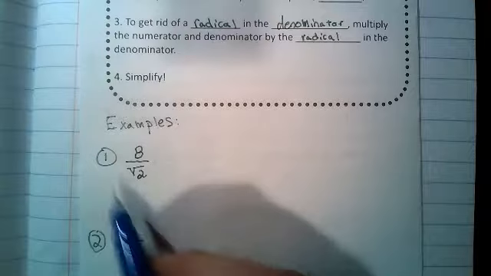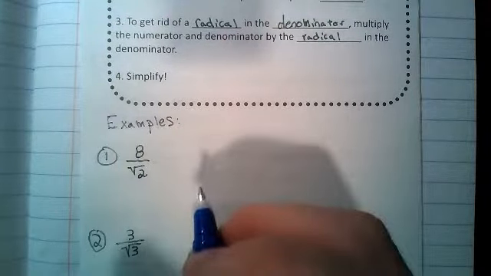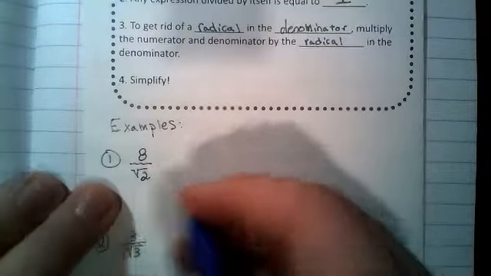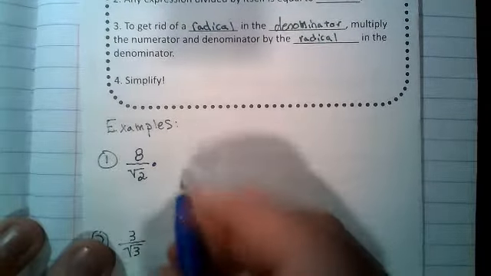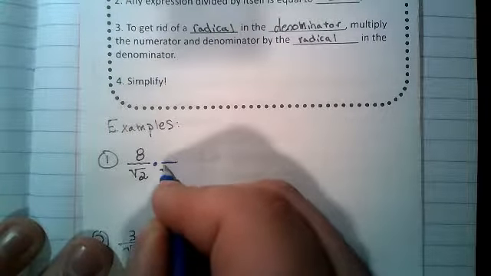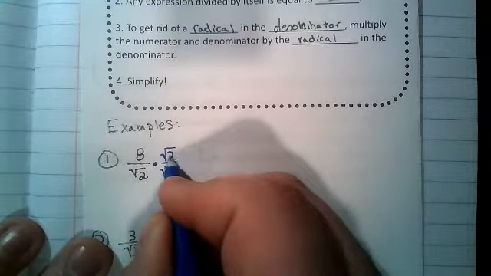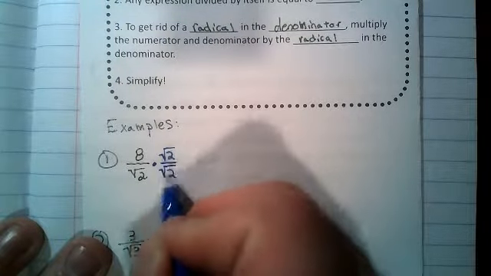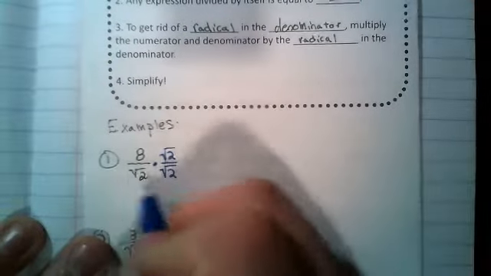But whatever I do to this number, I don't want to change its value. The only way to do that is by multiplying it by 1. Now that 1 can look very different. I don't want to change the value, just the way it looks. So the trick I use is I multiply it by the square root of 2 over the square root of 2, because this is 1. By choosing 1 to be the square root of 2 over the square root of 2, I'm going to change the way this looks.